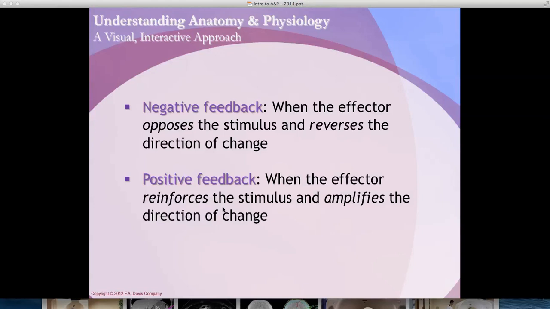I'll give you one example of that, and that's in childbirth. When a woman goes into labor, her uterus is contracting, and we want it to contract harder and harder to be able to push the baby out. When the uterus is contracting, it's sending a stimulus to say we need more oxytocin. Oxytocin in turn causes greater contractions of the uterus. So you can see how that pathway made the stimulus greater; it amplified it. Versus negative feedback, which is the most common.